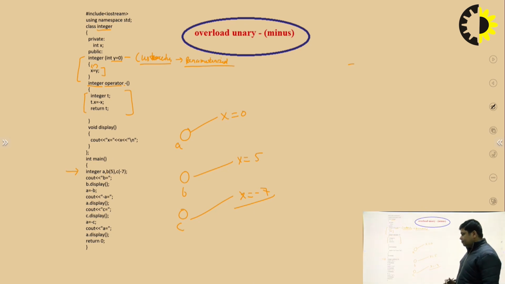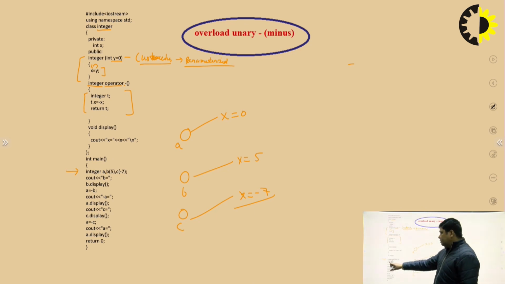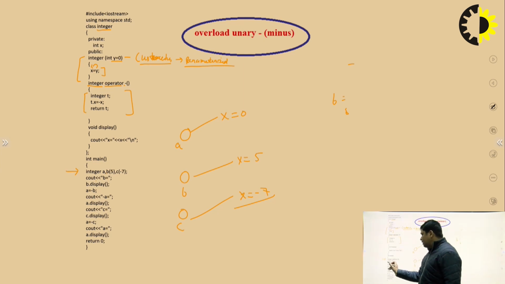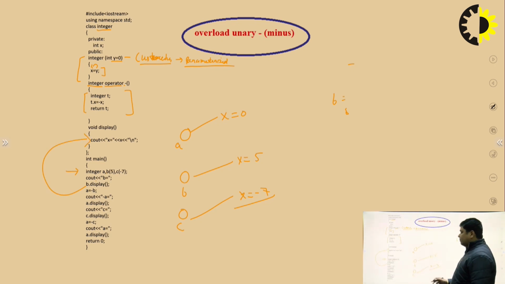After that, I am calling cout, B equal. This will be printed. And what is the value of B? We don't know yet. B dot display will be printed. As this display executes, the method display is called in the reference of object B. So what is the value of x? x equal, but in whose reference? In B's reference. x equal 5 will be printed.